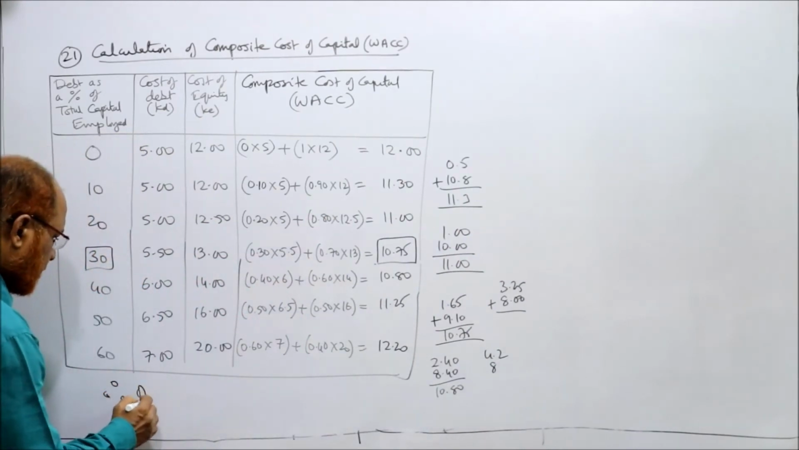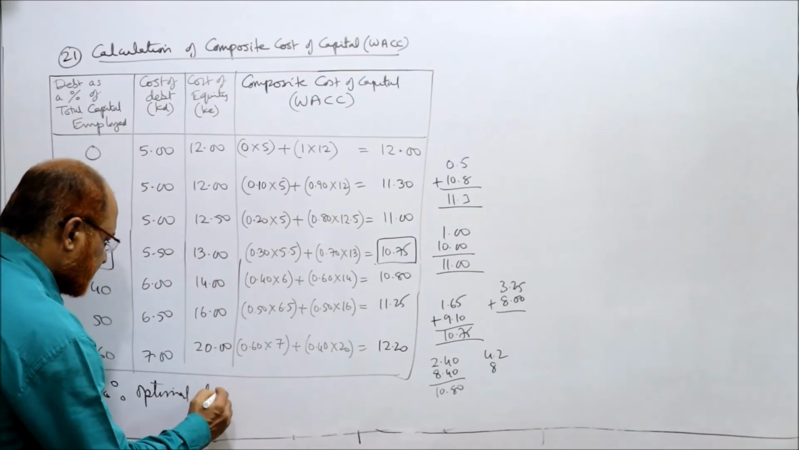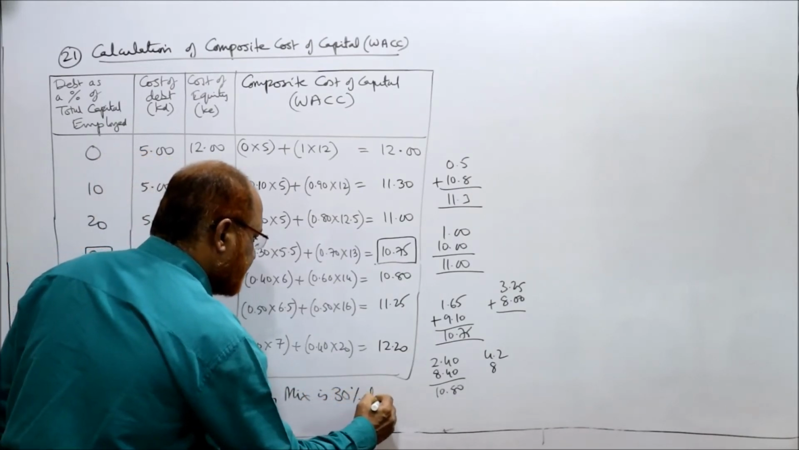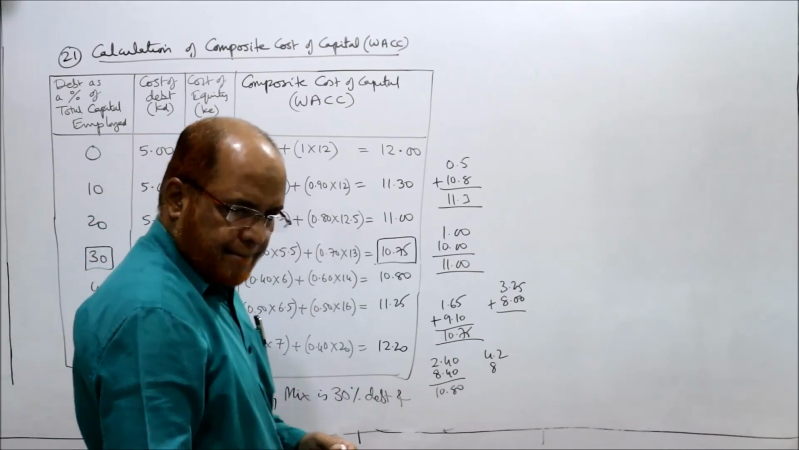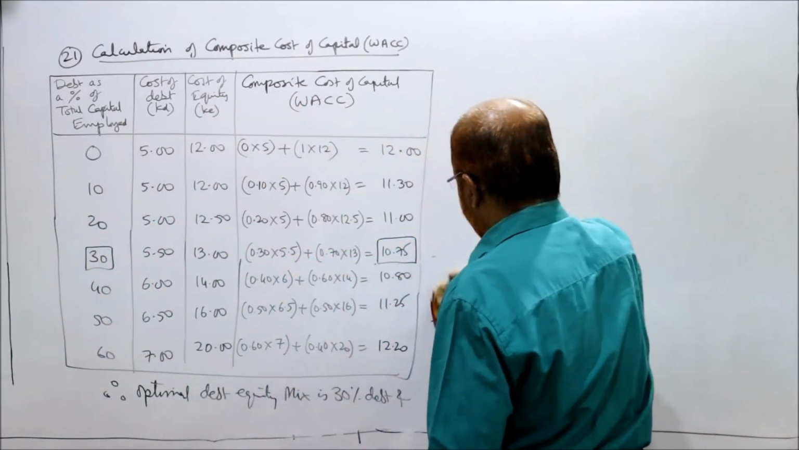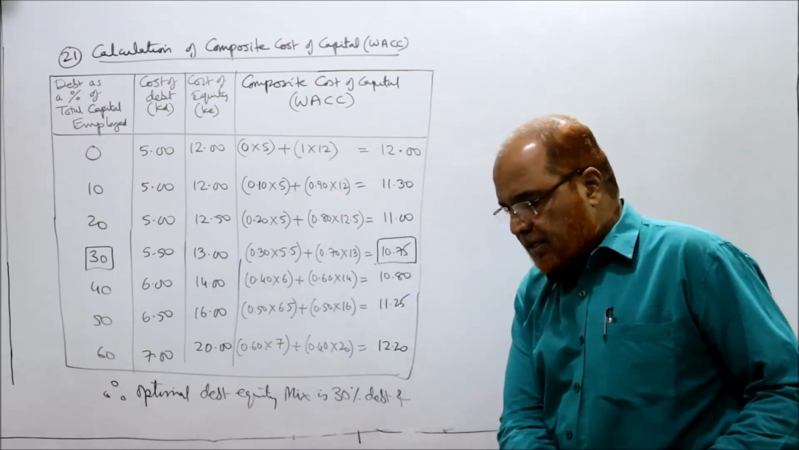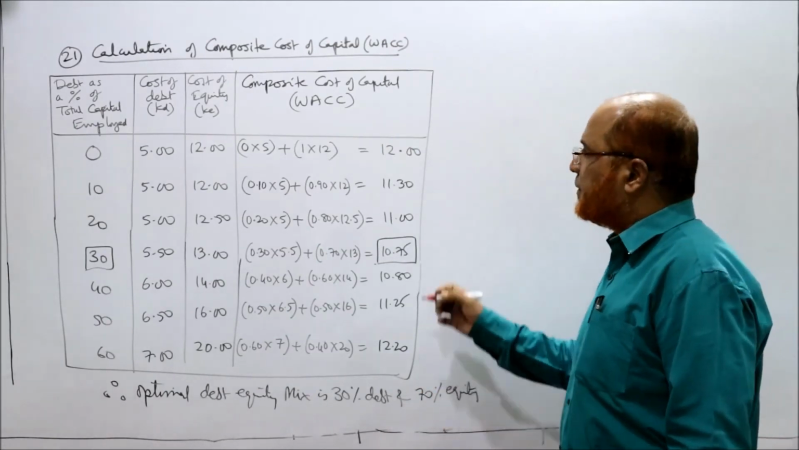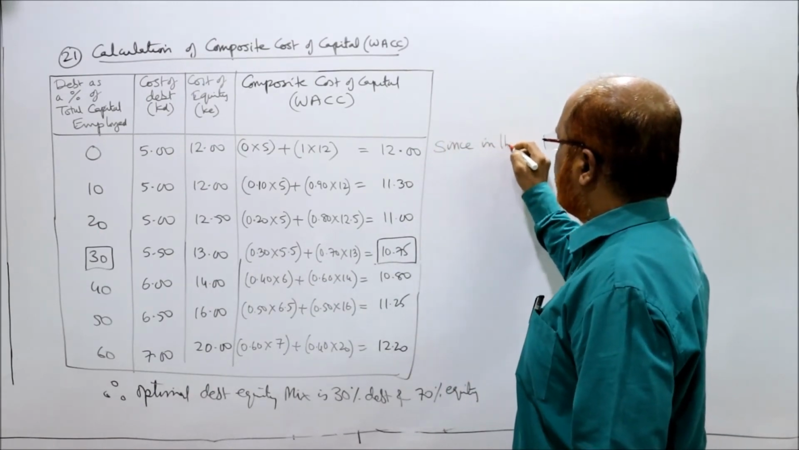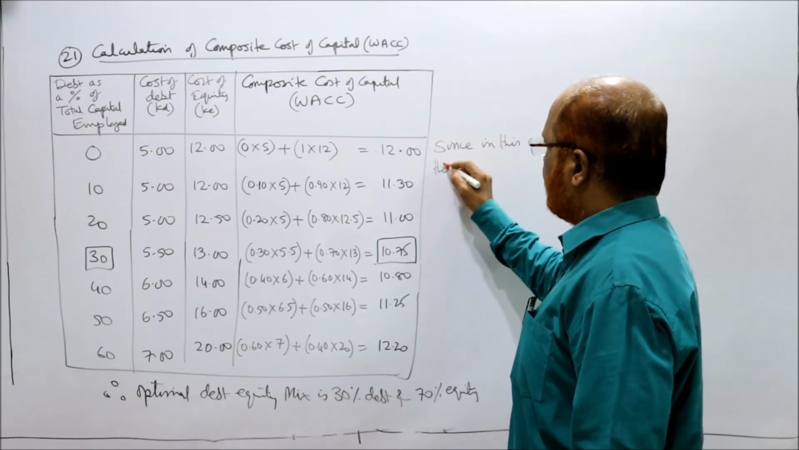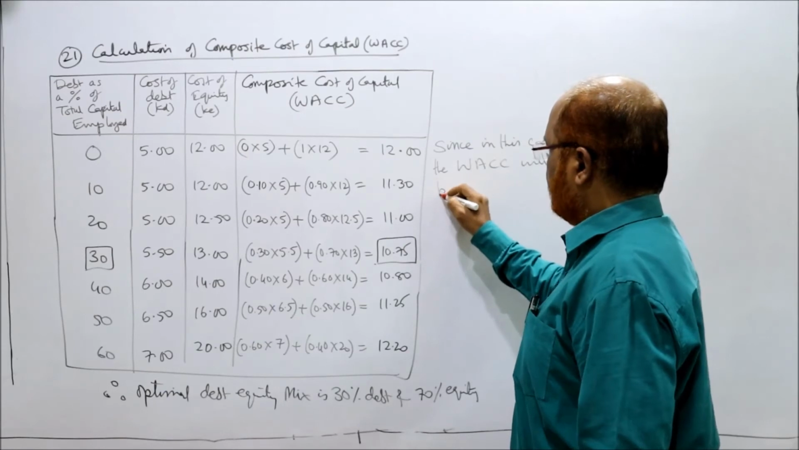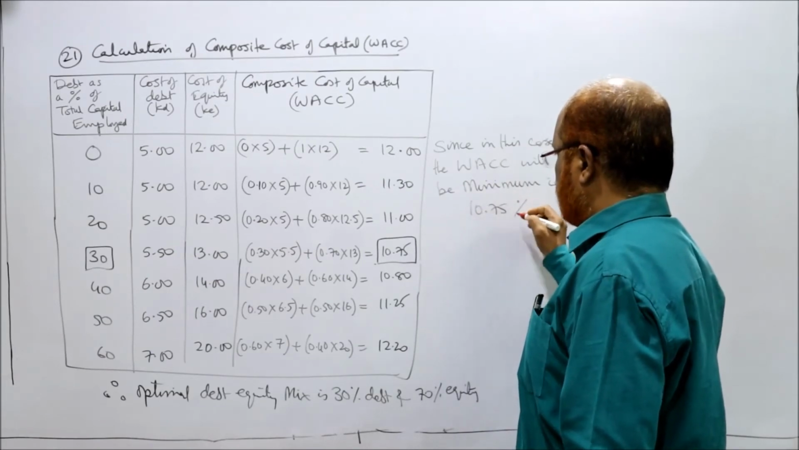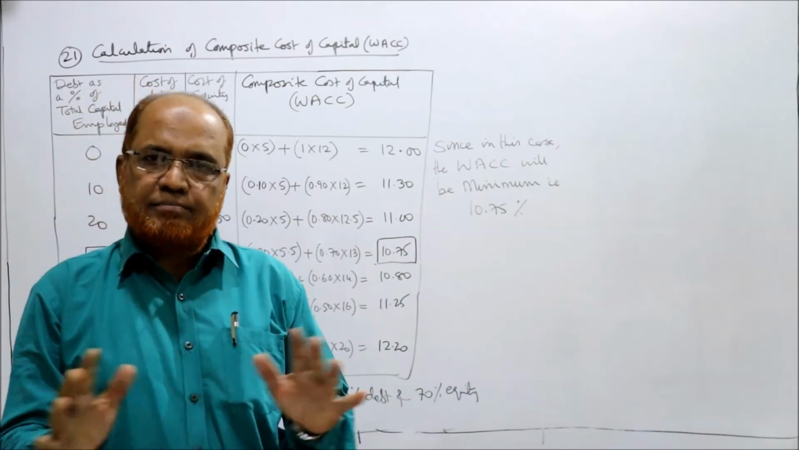Therefore, the optimal debt equity mix is 30% debt and 70% equity, since in this case the WACC will be minimum, that is 10.75%. That's it.